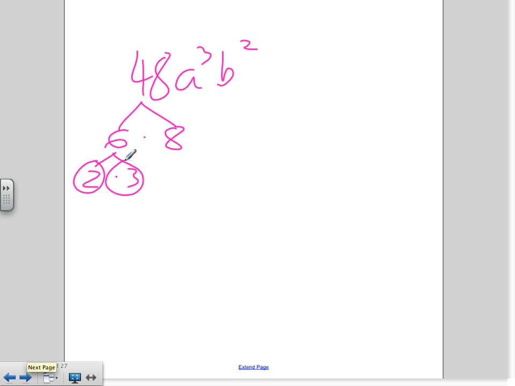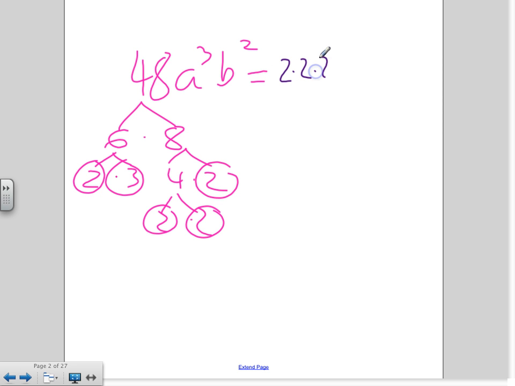Next, 8. 4 times 2. I realize that 2 is prime, but 4 is not. 2 times 2. And the benefit of circling is to indicate that, hey, I'm done factoring for that branch. So now, all you have to do is just count all the circles that you have and put it back in. So for 48, I would have four 2s and one 3. If you actually test it, you multiply them all back in, you get your 48.